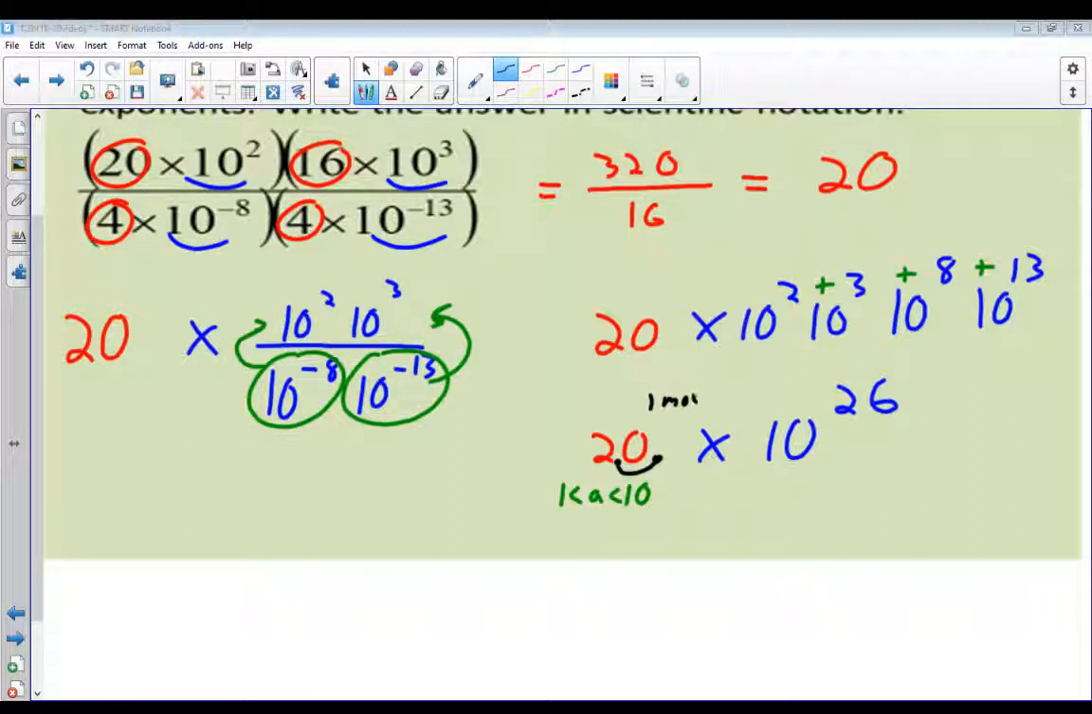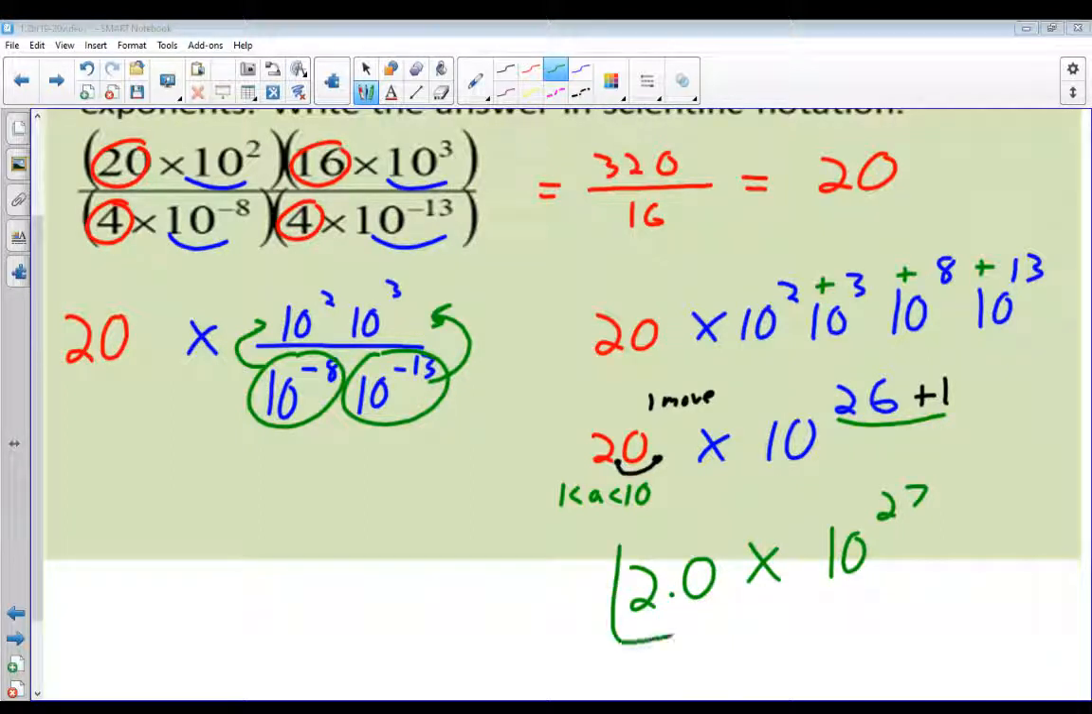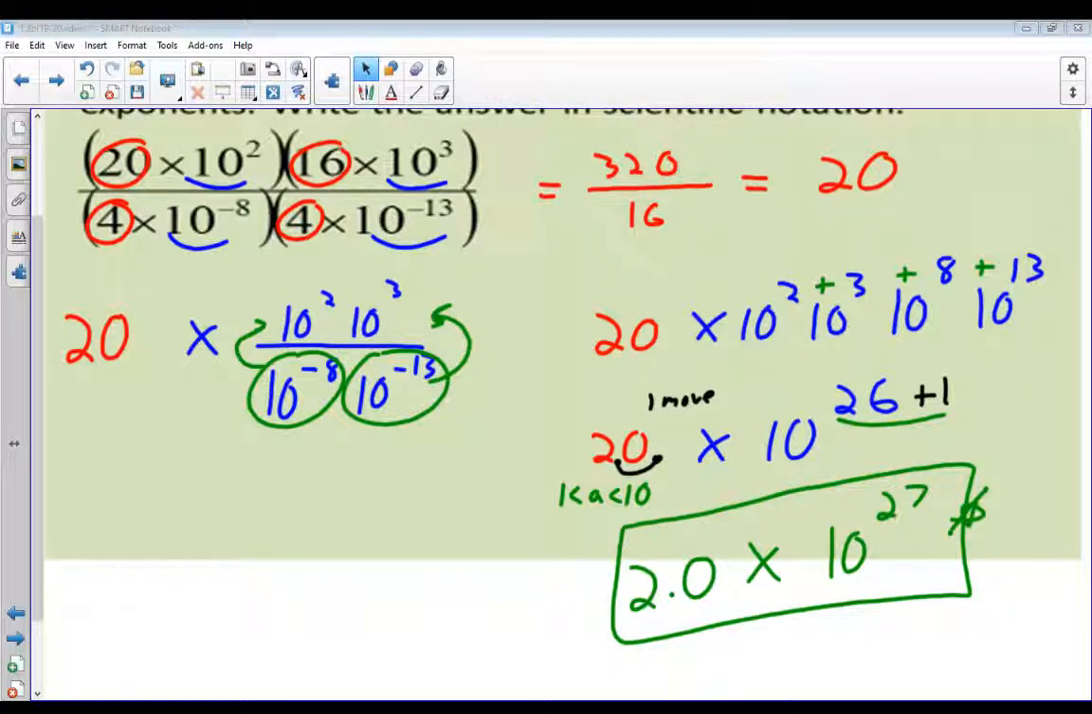And since that was one move, that means we got to add 1 power to the one that was before. So for our final answer, we should get 2.0 times 10 to the 26 plus 1, which gives us 27 as our power. And that should be the final answer that you submit into your online homework.